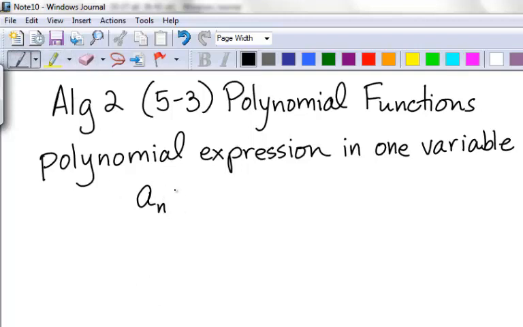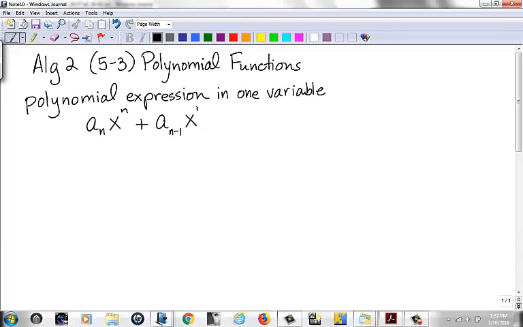That's like the coefficient, x to the n power, plus a sub n minus 1 x to the n minus 1 power, plus, and then we're going to leave out some terms, so put in the plus dot dot dot, and then another plus sign. You need a plus sign at both ends there, and then a sub 1 times x to the first power plus a sub 0.